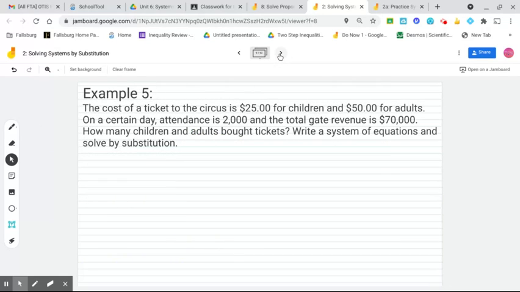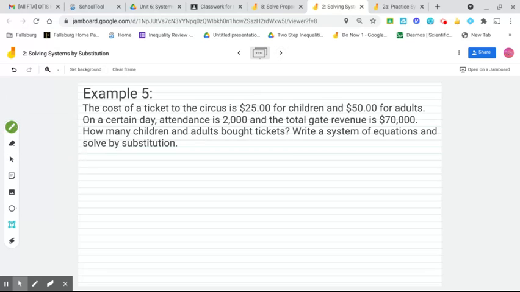Today we are looking at some word problems. We're going to go through the last 2 problems together, and then you are going to complete 3 problems on your own as an assignment that's also posted in Google Classroom. So let's read this together. It says the cost of a ticket to the circus is $25 for children and $50 for adults. On a certain day, attendance is 2,000 and the total gate revenue is $70,000. So revenue is how much money the circus made. That's how much money they brought in. How many children and adults bought tickets? Write a system of equations and solve by substitution.